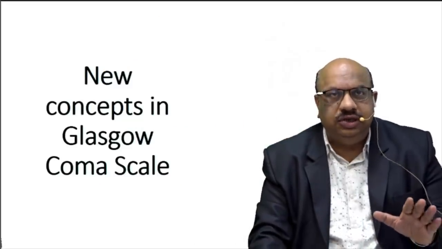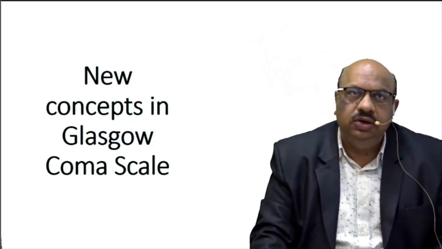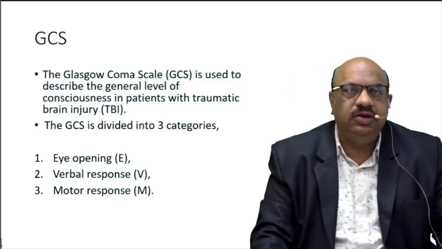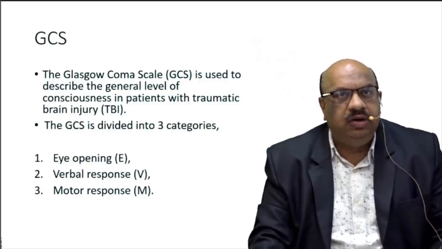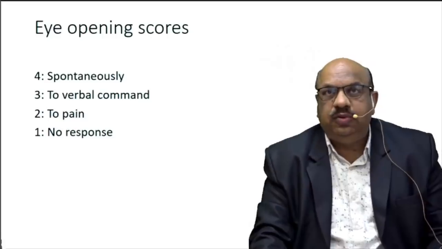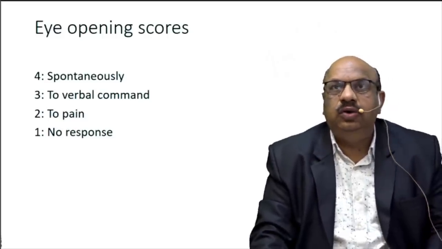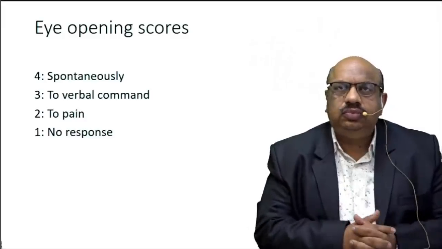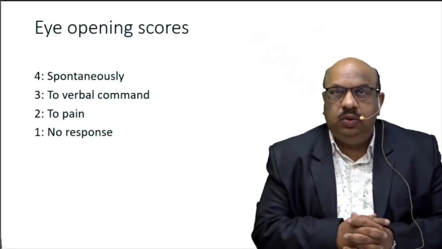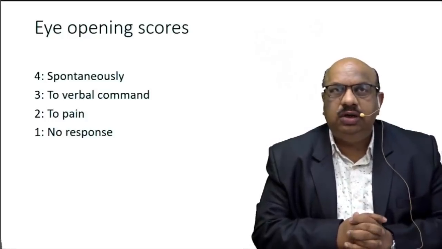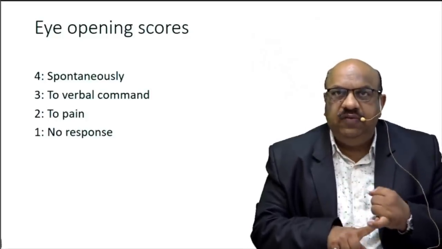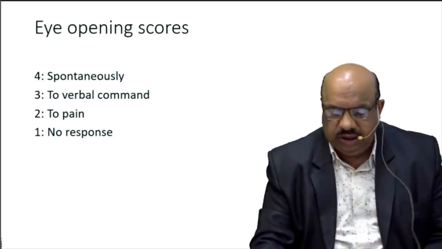So as far as the basic GCS is concerned, I'm sure you know this is divided into three categories: EVM, eye opening, verbal response, and motor activity. Eye opening is from E1 to E4, verbal response V1 to V5, and motor activity M1 to M6. For eye opening, the scoring is: no response is 1, painful stimuli 2, verbal command 3, and spontaneous eye opening 4. So nil, painful stimuli, verbal command, and spontaneous.